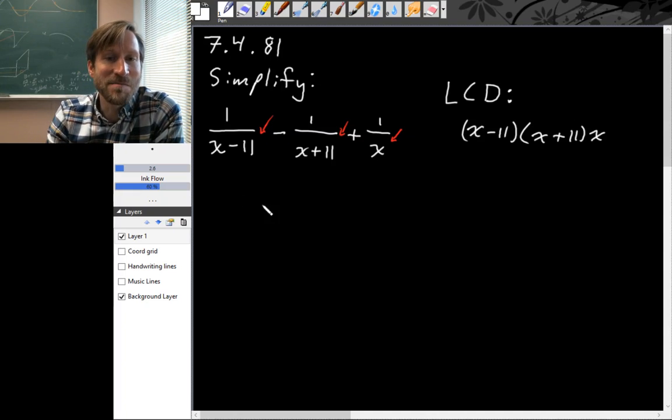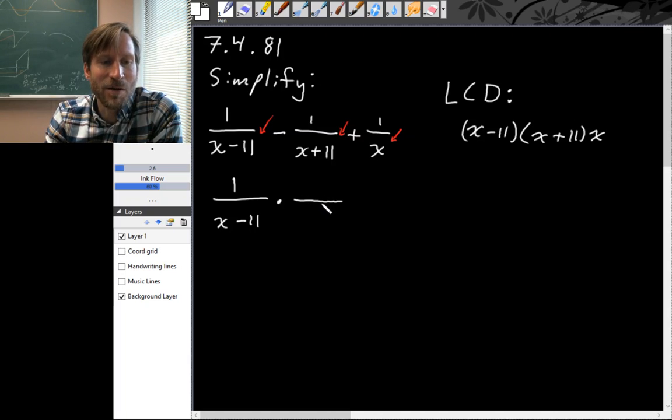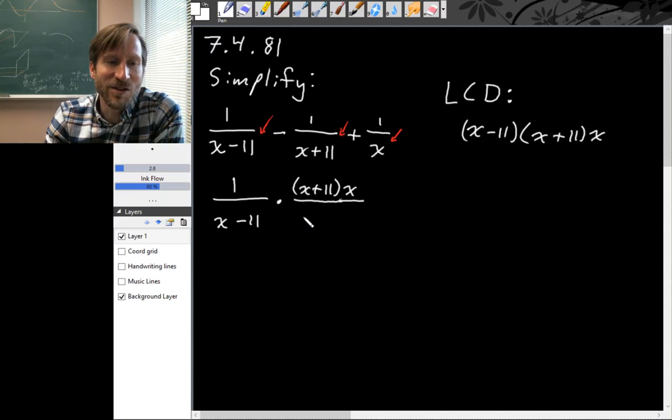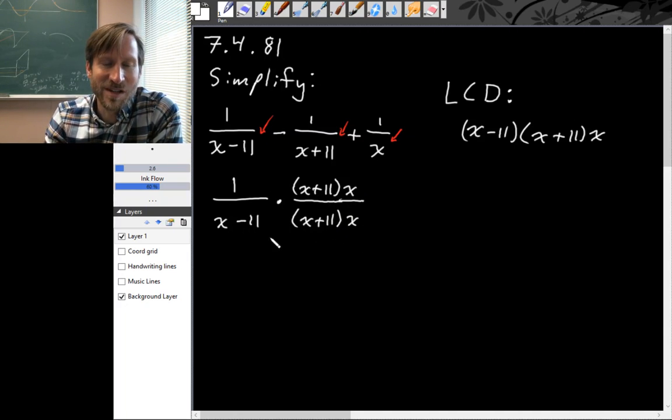All right, so now we need to make this least common denominator appear. To do that, for each term, we will multiply it by a fraction that has the missing parts of our least common denominator. For this first term, the missing parts are x plus 11 and x. Since we're putting that in the numerator, we need the same thing in the denominator so that we have something over itself, which won't change the rational expression we started with.